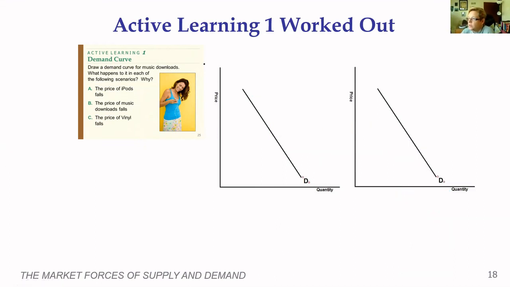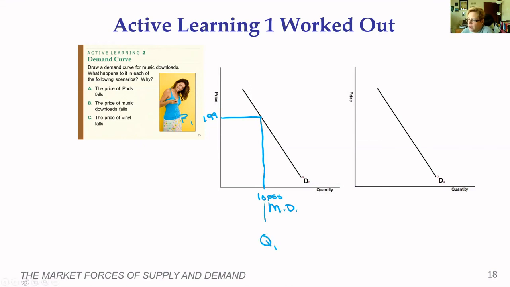The price of a music download falls. So I'm going to put music downloads here on the left. I'm just going to use $1.99 again because that's what I used before. I think I used 10,000 last time. I don't remember. And so here's P1 at $1.99. Here's Q1 at 10,000. Price of music downloads falls.